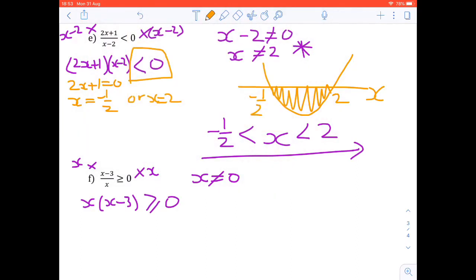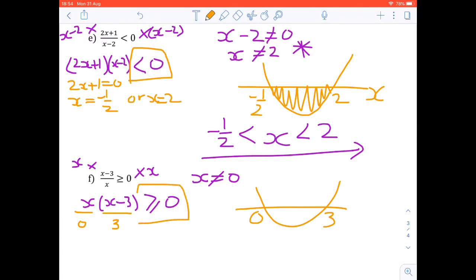That means our critical values are 0 and 3, because x equals 0, for that piece on the outside, and for the bracket equaling to 0, you would get x equals 3. So let's draw our parabola and put our critical values, 0 and 3, and it's asking us where it's positive, greater than or equal to 0. So it's all the pieces there, and on the other side as well.